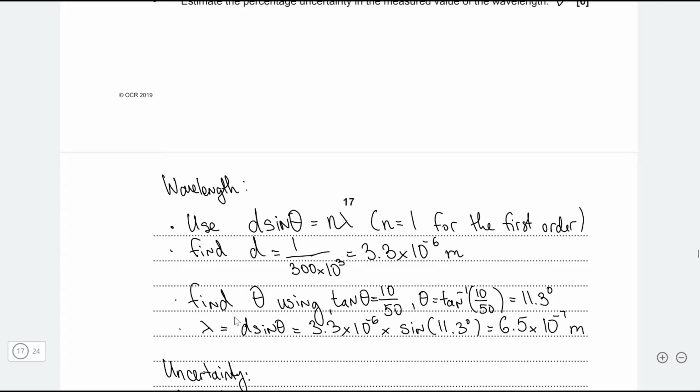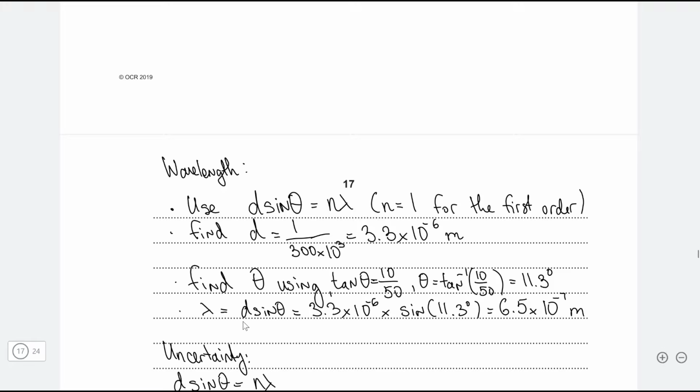We're going to find theta using the equation that tan theta will be equal to 10 over 50, therefore theta will be the inverse tangent of 10 over 50, which is 11.3 degrees. Afterwards, we could really easily calculate our lambda. Lambda will be equal to d sine theta, which is 3.3 times 10 to the power minus 6 multiplied by the sine of 11.3 degrees, and if we do that successfully, we're going to get about 6.5 times 10 to the power minus 7 meters, which is about 650 nanometers. So we know that we're within the right range of values for red photons.